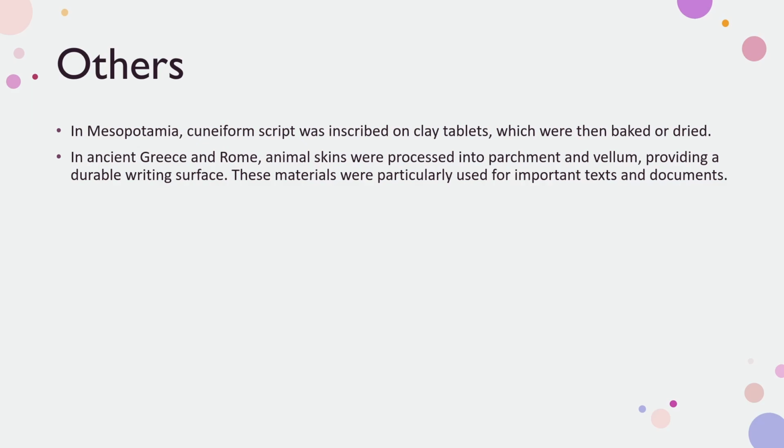In Mesopotamia, cuneiform script was inscribed on clay tablets, which were then baked or dried. In ancient Greece and Rome, animal skins were processed into parchment and vellum, providing a durable writing surface. These materials were particularly used for important texts and documents.